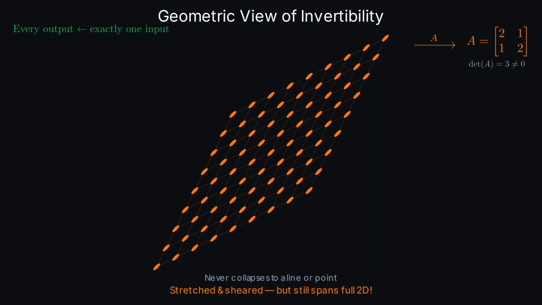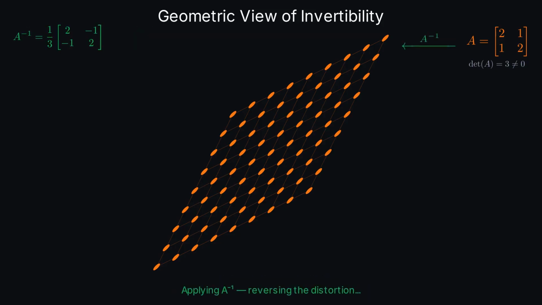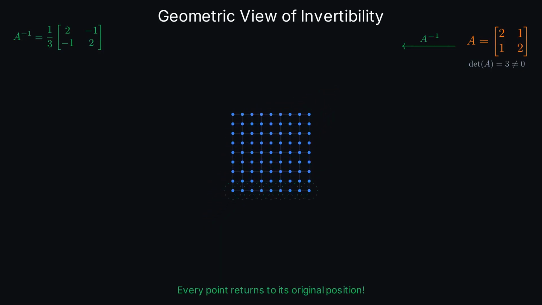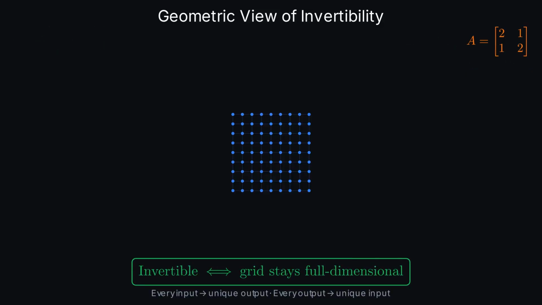Every output came from exactly one input. Nothing's lost and nothing collides. Now, applying A inverse reverses the distortion entirely, snapping every point back to its original position. This is the geometric essence of invertibility. An invertible transformation preserves all information. Every input maps to a unique output, and every output traces back to a unique input. The grid can be warped, but it can always be unwarped.